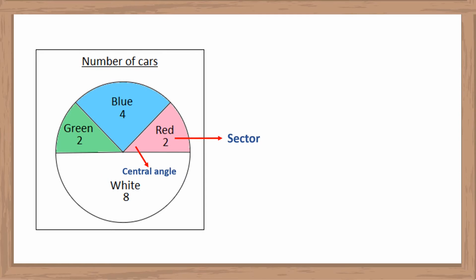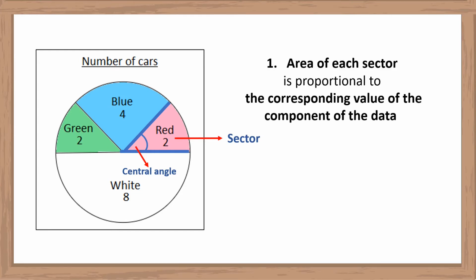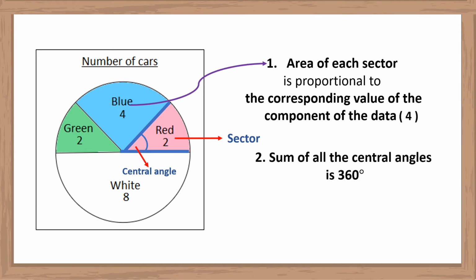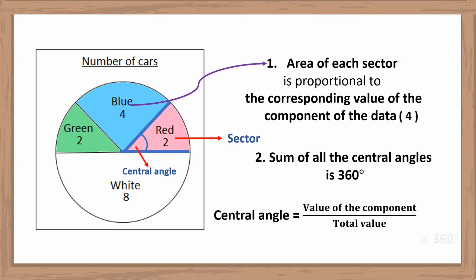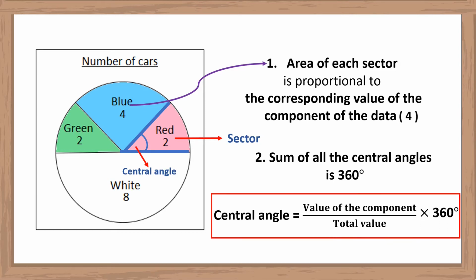The central angle is the angle formed by the two radii. The sectors of the circle are constructed in such a way that the area of each sector is proportional to the corresponding value of the component of the data. That is, the sum of all the central angles is 360 degrees, which is the angle of the circle. The formula to find the central angle is the value of the component by total value into 360 degrees.